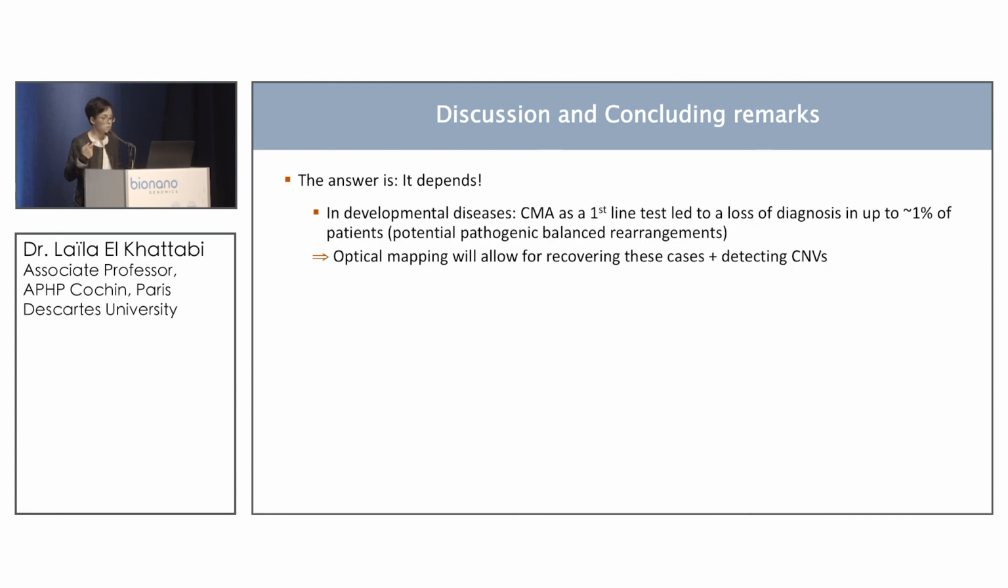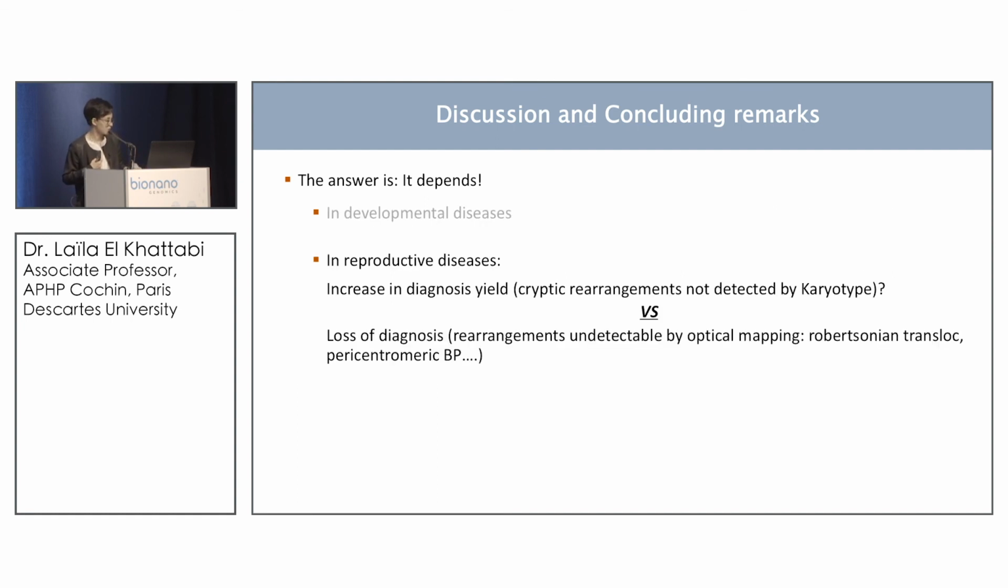To me, at least in developmental diseases, now that we've put CMA as a first-line test, we know that we lose diagnosis for situations with de novo, apparently balanced translocations and inversions that could potentially be pathologic. We know that it's around 1% of cases. So at least this technology would recover these cases in addition to detecting the copy number variations.